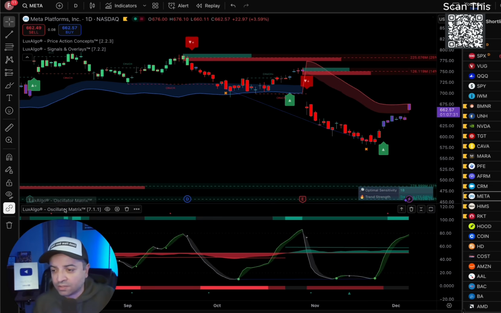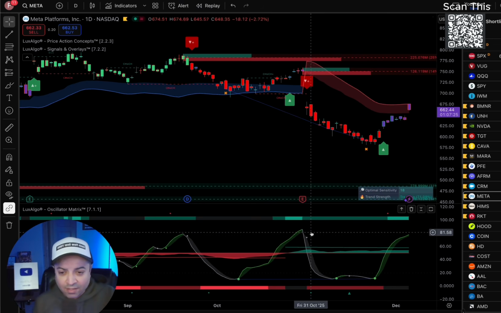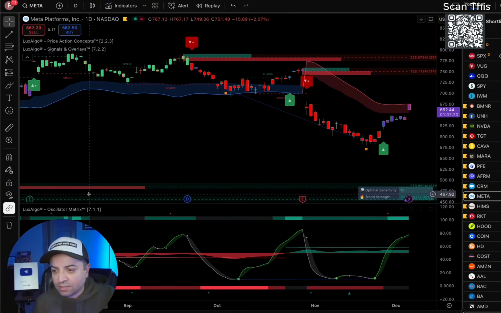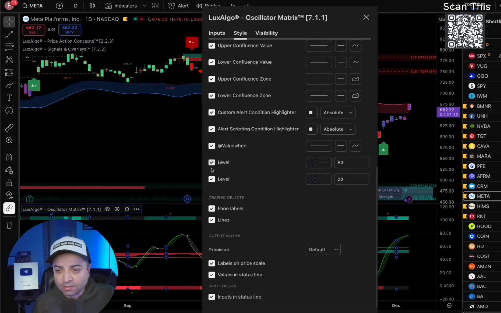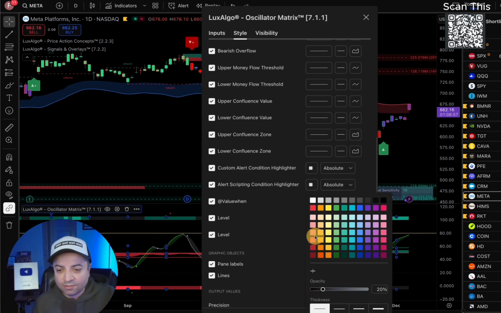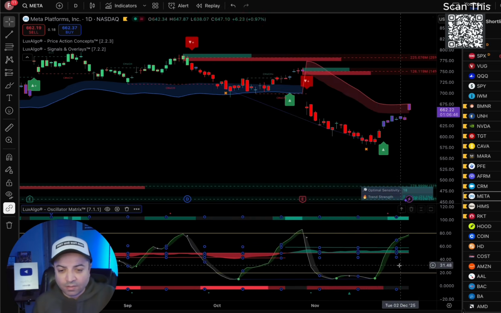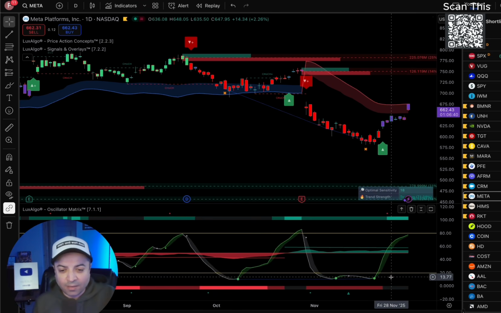The first thing that I do, I go into oscillator matrix. I like to look at overbought and oversold levels. This right here is very, very faint, right? At the 80 level and the 20 level. So what I like to do is I go into settings, style. I'll go down here to levels. So level 80 and 20. I'm going to click here and do yellow. I want to make that 100%. Thickness is fine. I want a straight line. Click OK. Go back. Level, yellow, right here. Make that 100%. Thickness is fine. Line style. Okay. Now, when something is overbought or oversold, much easier to look at with the yellow lines.